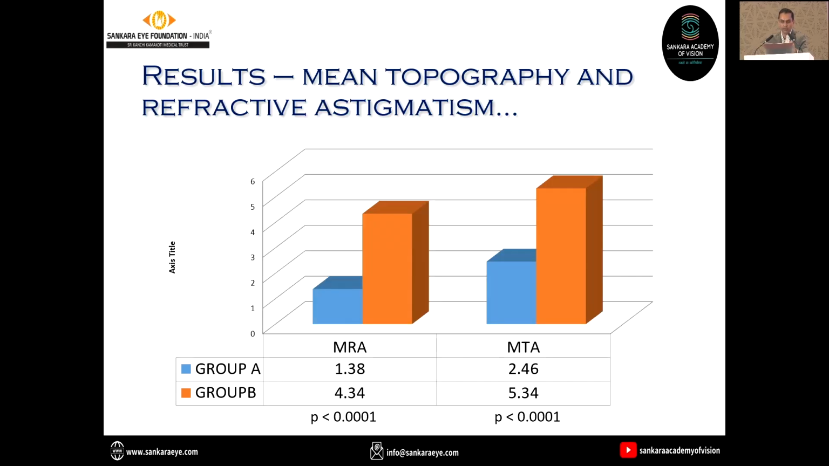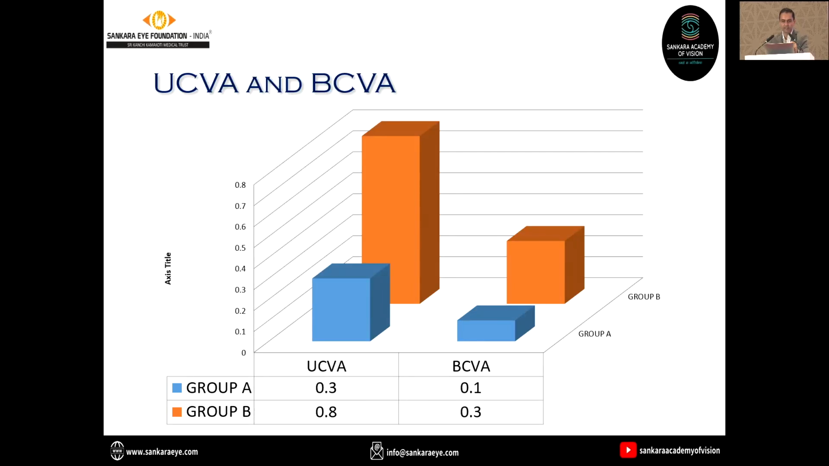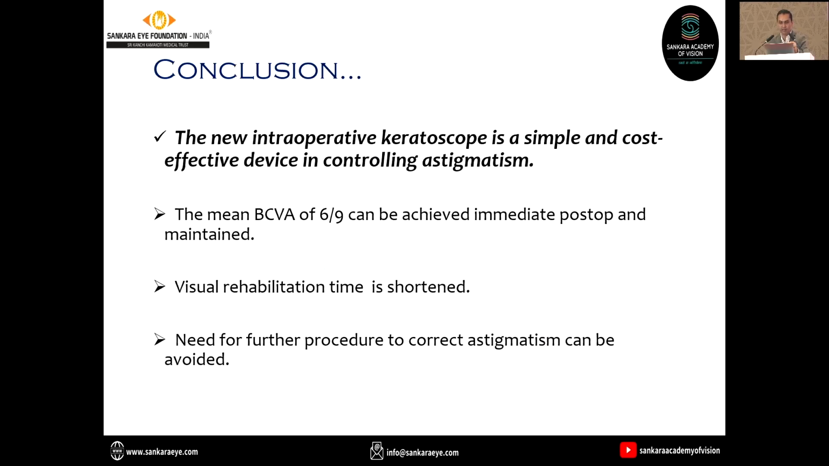So if you look at group A, which was the keratoscope group, mean refractive astigmatism was 1.38, mean topographic astigmatism was 2.46, and, as we had expected, group B, the non-keratoscope group, had 4.4 diopters and 5 diopters of astigmatism on topography as well as refractive astigmatism. Then the uncorrected and the best corrected vision obviously was better in group A, which underwent the use of keratoscope, since the mean astigmatism was much lower.